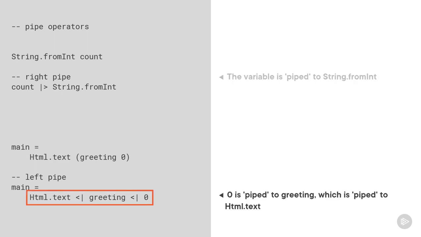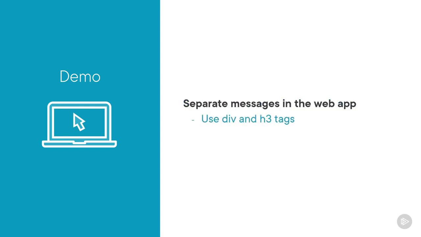Here is an example of feeding 0 to greeting, which is then piped to the HTML text function. These pieces of code do the same thing. However, fewer parentheses make the code easier to read, especially with a large number of function calls. Let's have a demo and improve messages in the web app. The idea is to use div and header3 tags instead of just simple text. We are also going to take advantage of left and right pipes.